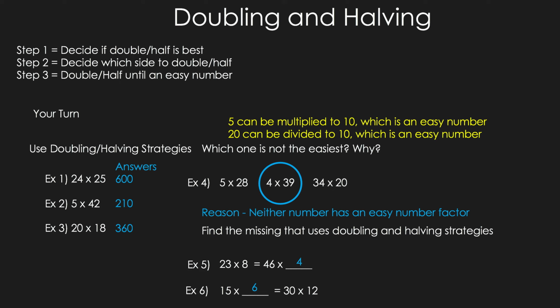Now, for example 4, the left one, as it says, 5 can be multiplied to 10, which is an easy number. And then 20 can be divided to 10, which is also an easy number. So that's why the middle one is the answer for example 4.